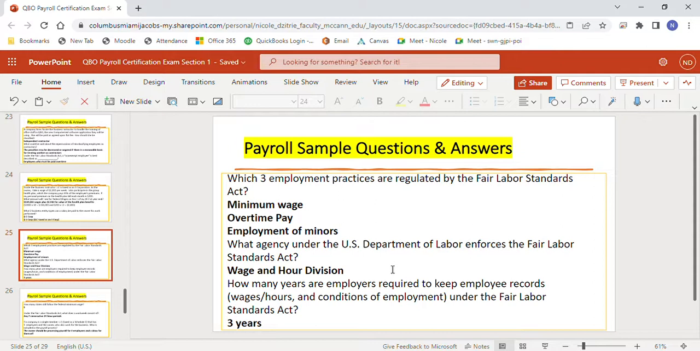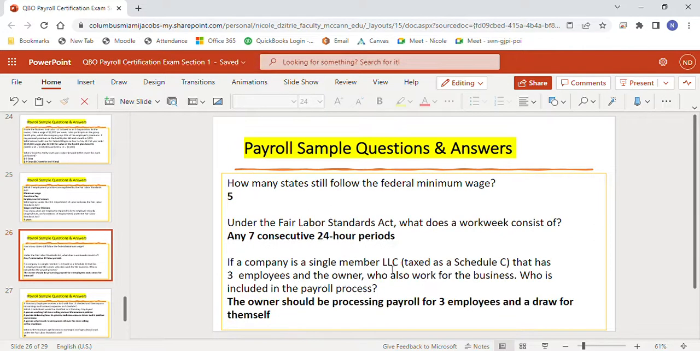How many years are employers required to keep employee records? That's the wages, hours, and conditions of employment under the FLSA. 3 years. They need to keep it for 3 years because, remember, when you get audited by the IRS, they could go back 3 years. So obviously, they wanted the company to have that information for them.